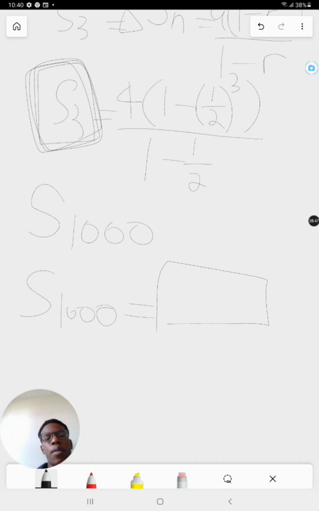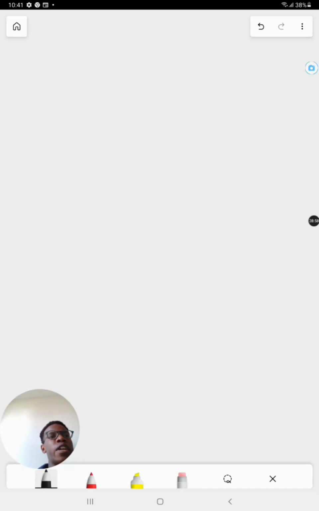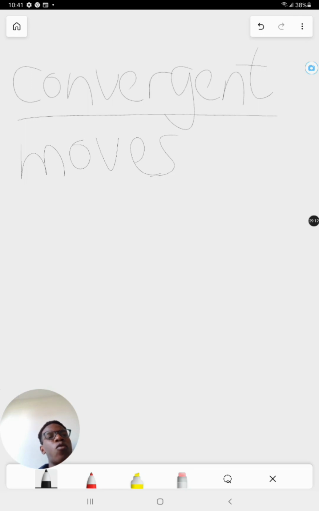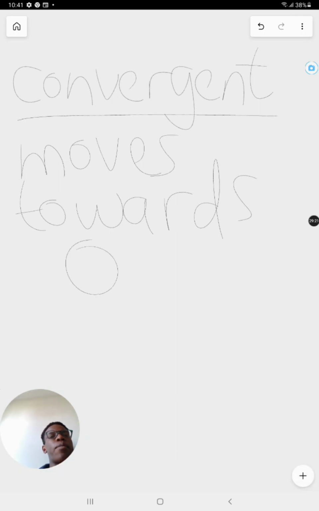Now remember what I said with a convergent series. I said earlier on that if you're dealing with a convergent series, you're dealing with a series that moves towards 0. I'm going to keep repeating myself: it moves towards 0. Now, let's see what happens if I keep adding terms to this convergent series. It's going to move towards 0.